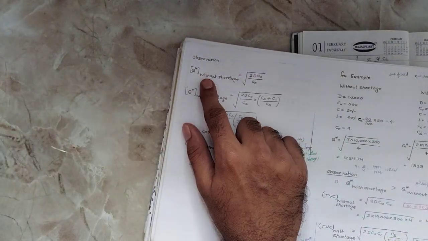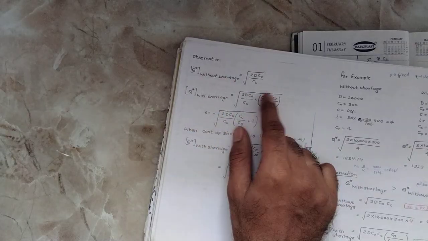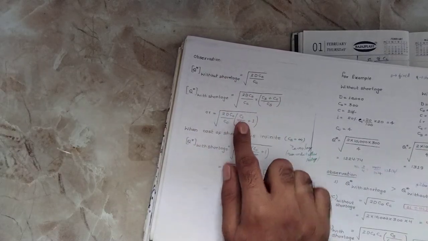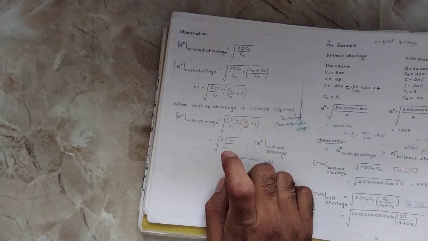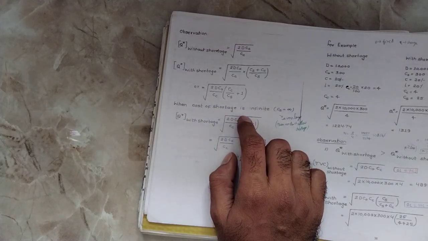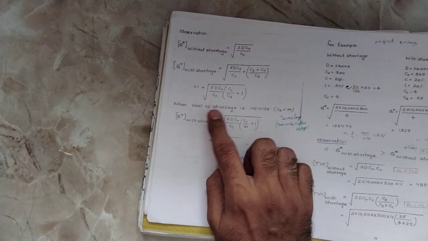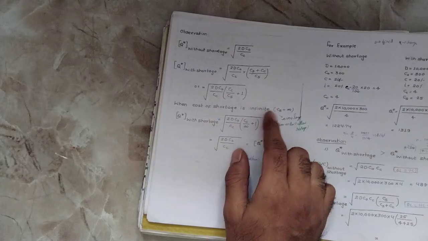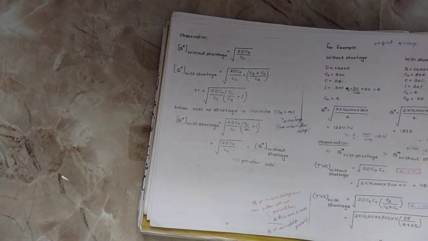So Q dash without shortage is this one, Q dash with shortage is this one. I will just write a reference forward. When cost of shortage is infinite, CS is infinite, this entire term goes to 1, and we come back to the first model. So sometimes we appreciate shortage and sometimes we don't appreciate shortage.